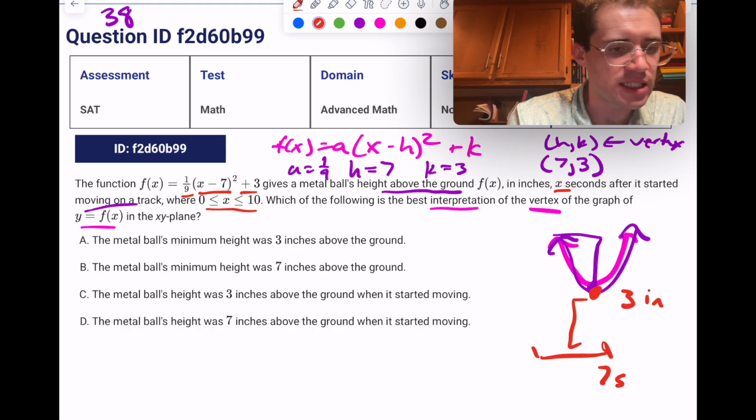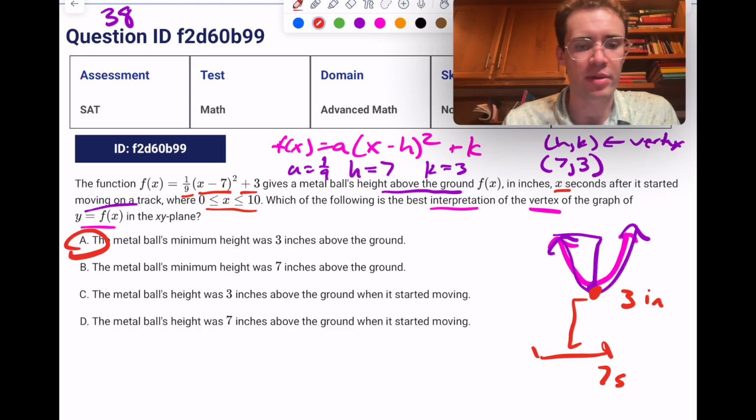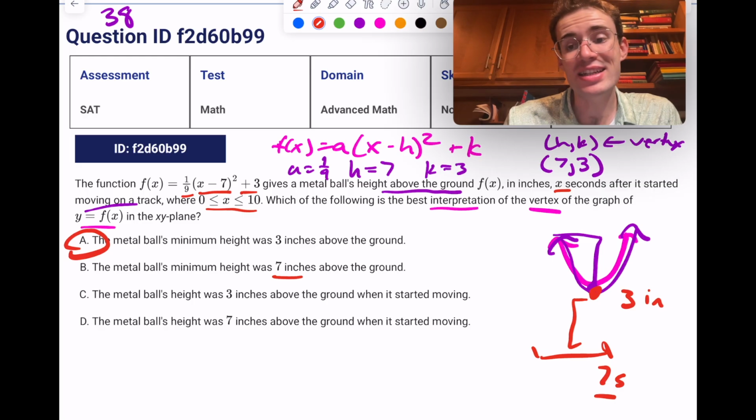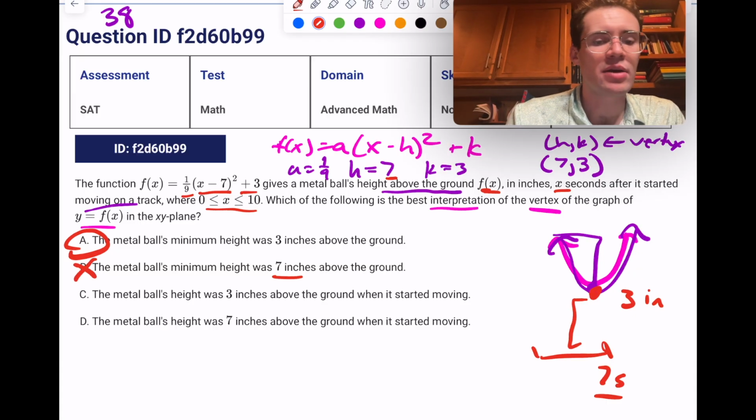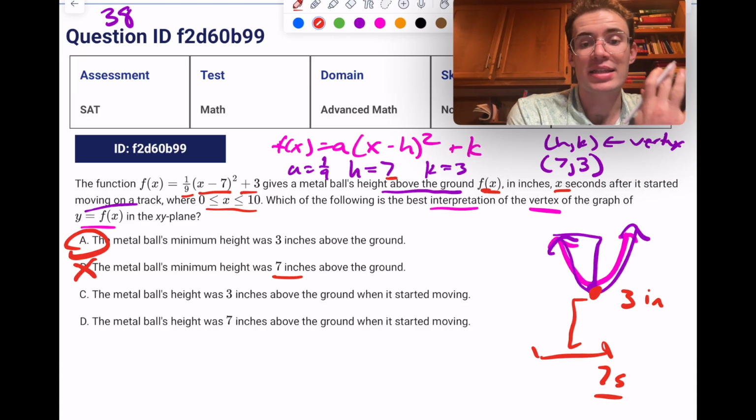Okay, that seems right. I'm just going to circle that for now, but let's see. The metal ball's minimum height was 7 inches above the ground. No, 7 is the time, right? X is your time. Your height is the output, right? The f of x. So the height would be 3, not 7. The time would be 7.